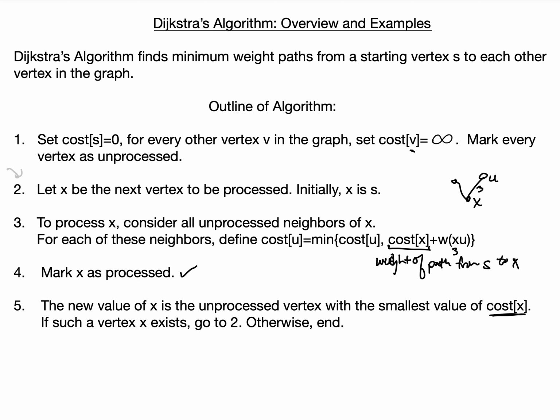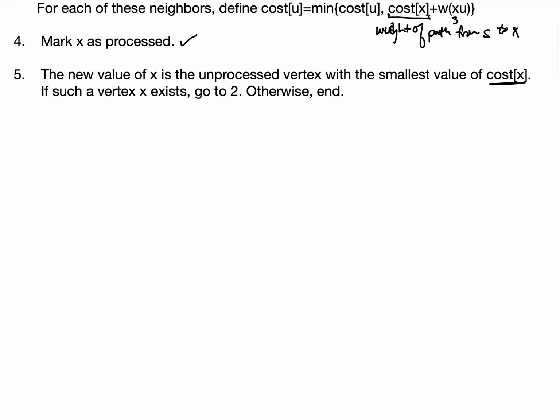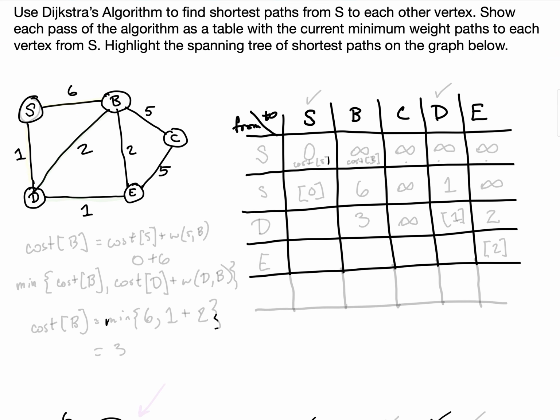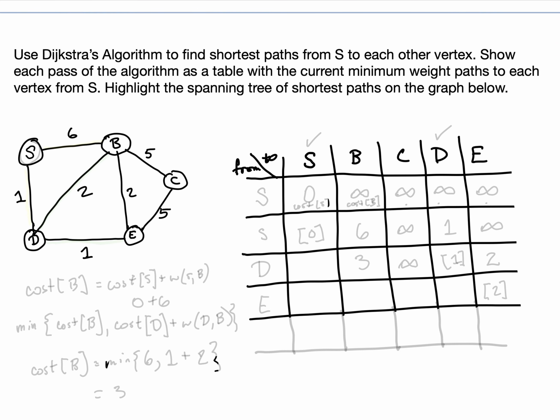And if such an X exists, we go back to step 2 and we do that again. So we do that process over again with this new vertex X. If no such vertex exists, then we are done with our algorithm. So let's see this working on a very small graph. So we've got this graph on 5 vertices on the left, and we want to find all shortest paths from S to every other vertex.